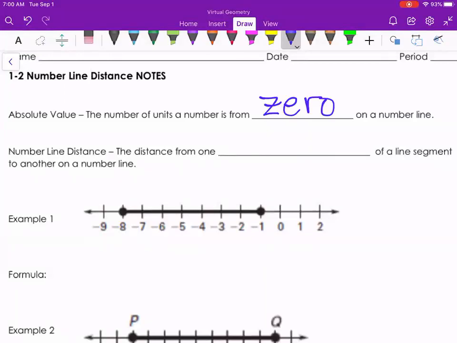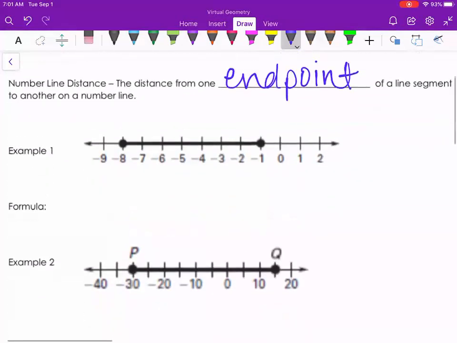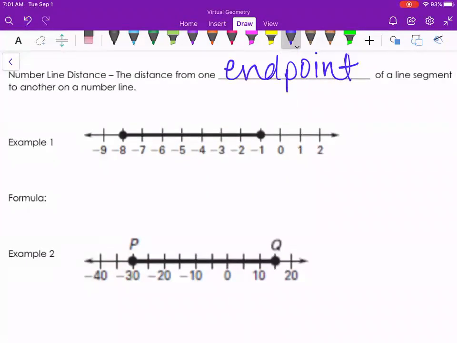A number line distance, when a segment is drawn, is the distance from one of your endpoints, more specifically, from one endpoint of a line segment to another on a given number line. The direction of the number line, whether it's flat or vertical, doesn't matter. But again, we want to know how far along that number line is being used. So let's take a look at our first example. Right now I have a segment that is starting at -8, going all the way down to -1, and I need to see what's the distance of it.